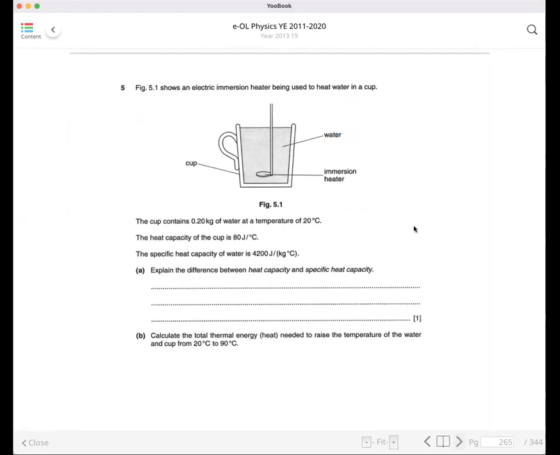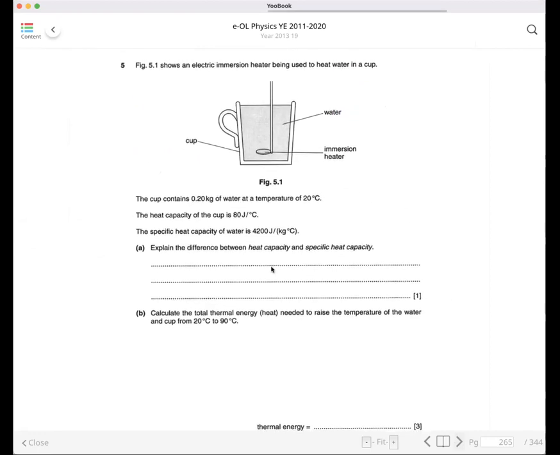Question number 5. You need to explain the difference between heat capacity and specific heat capacity. The key word here is specific. Can you see specific, there is a kilogram, whereas for heat capacity, there's no kilogram. So are you clear what's the difference? Do you need me to explain this question? Okay, you think no need. Bei Kwan, you need me to explain this question?